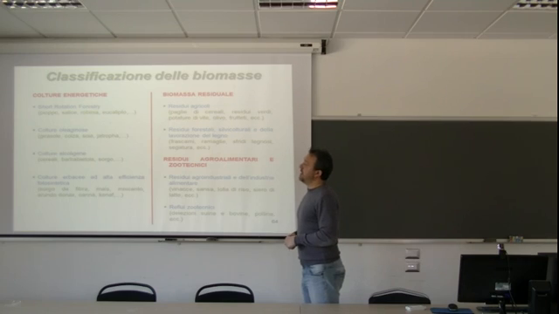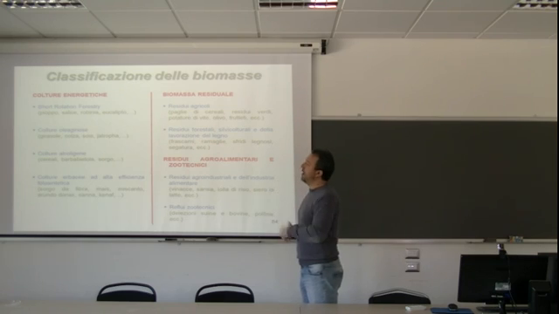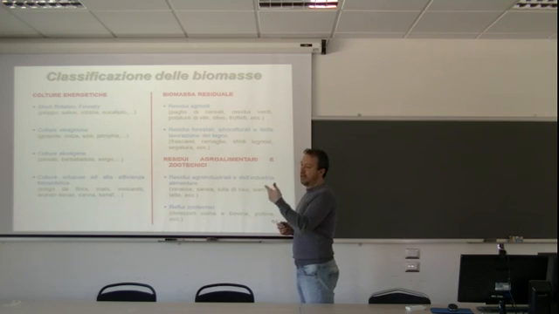For example, energy crops, we have biomass from short rotation forestry, so plants that have a very quick growth. For example, poplar, robinia, and this kind of trees grow up in 2, 3, 4 years. They are just ready to be cut and to produce biomass.